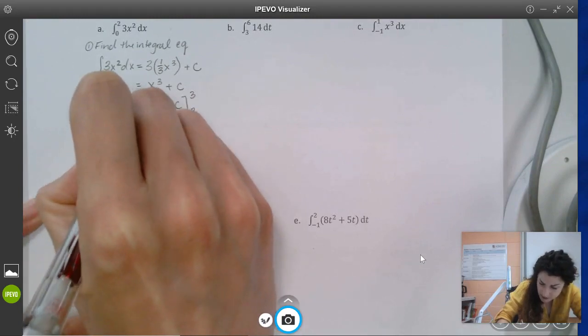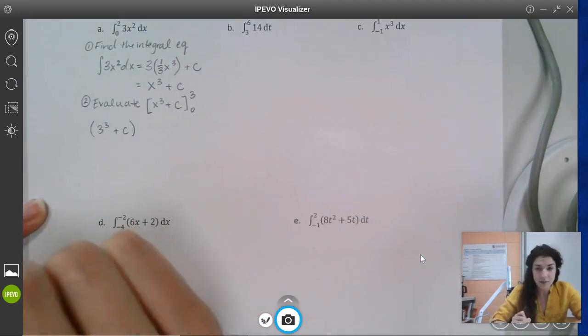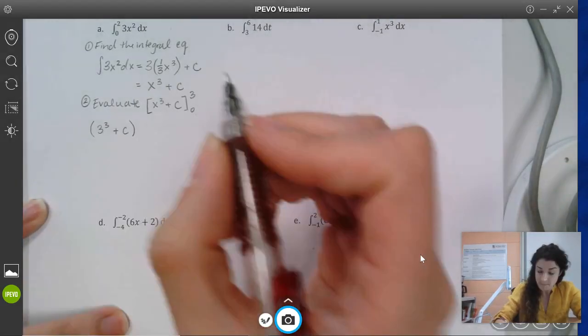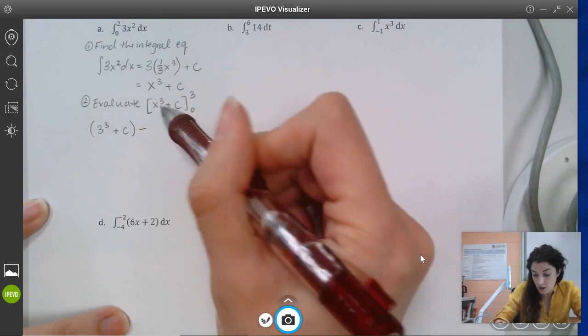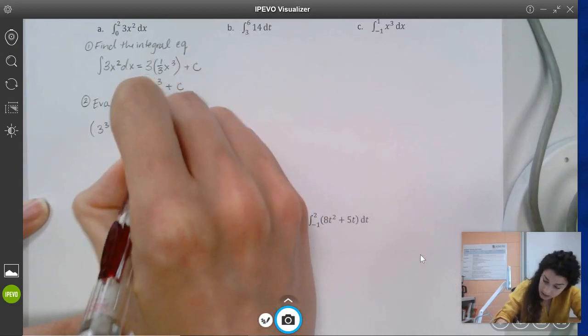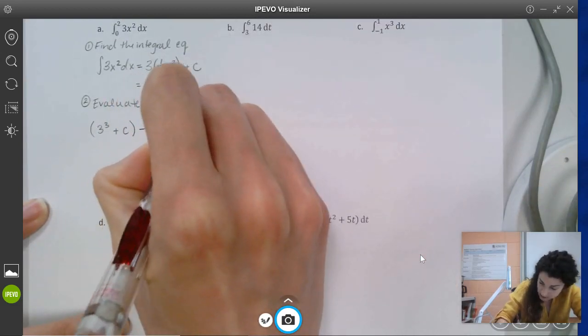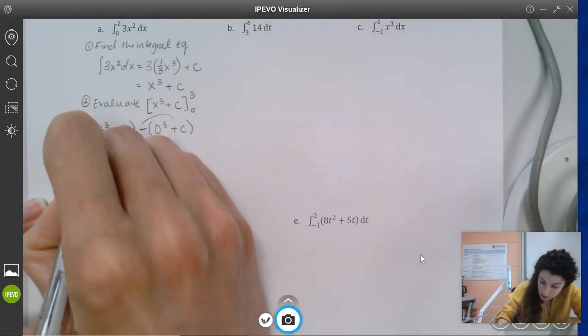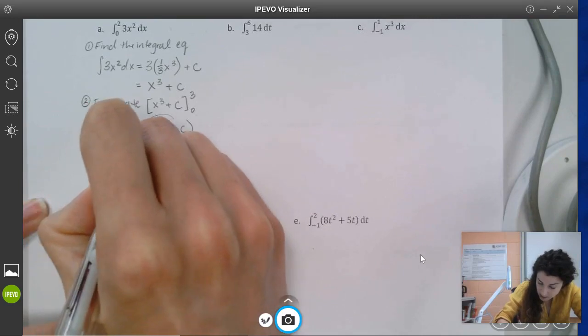And we don't have anything for c, right? C is not x, so we can't plug in 3 for c. So we just leave c like that. And then we subtract out and we plug in the lower value into our integral. 0 cubed plus c. Distributing that negative to both pieces, we get 3 cubed plus c minus 0.